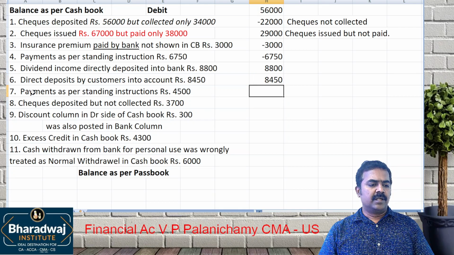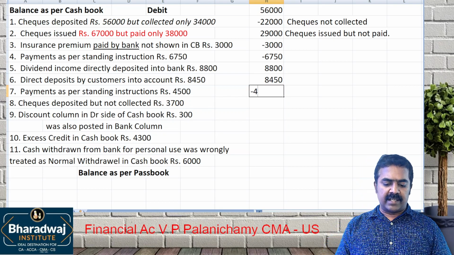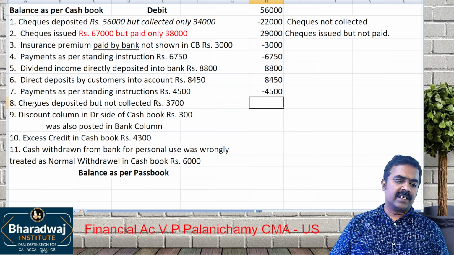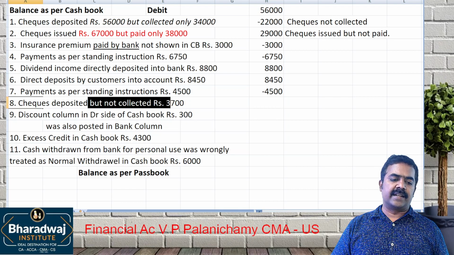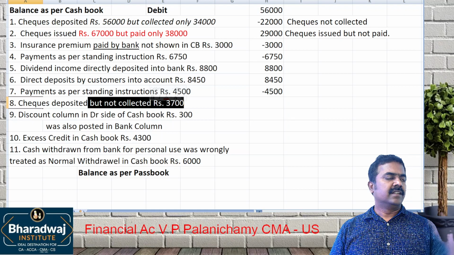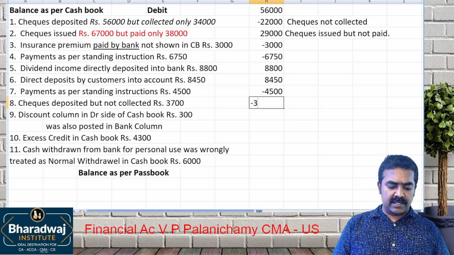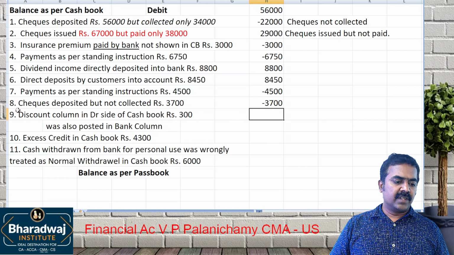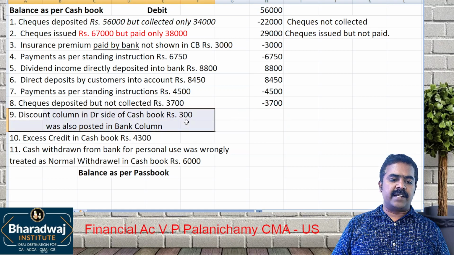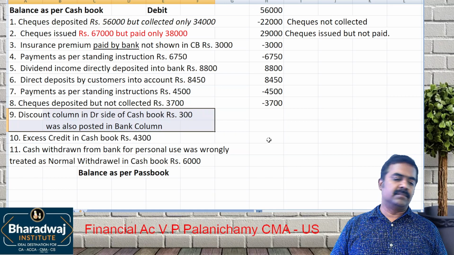8450. Payment as per standing instruction. Once again, the bank would have deducted, let us also deduct it. Checks deposited but not collected. We have deposited, so we would have added. Has the banker added? No. So what to do? Minus 3,700. Discount column in the debit side of the cash book was also posted in which column? Bank column.